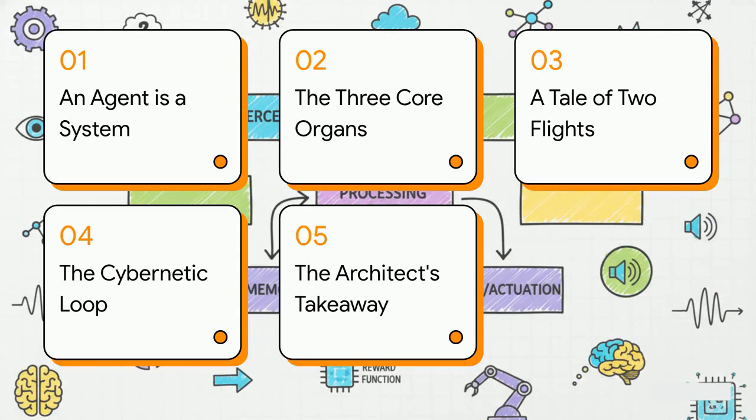Okay, here's our game plan. We'll start by really hammering home that an agent is a system. Then we'll dissect it, breaking it down into 3 core organs. After that, we'll see it in action with a real-world flight booking scenario, put all the pieces back together in what's called the cybernetic loop, and then wrap up with the key takeaway for you as an architect.